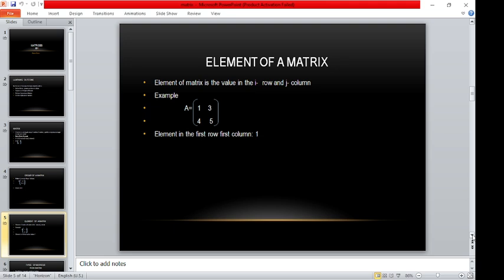We go to define the element of a matrix. The element of a matrix is the value in the i-th row and the j-th column. For example, I have given matrix A. It has elements 1, 3, 4, and 5. So if you have been told to identify the element in the first row and the first column, you will choose element 1 because element 1 is in the first row and the first column. If you are told to identify element 4, it is in the second row, the second column. So that is how you identify the element of a matrix.